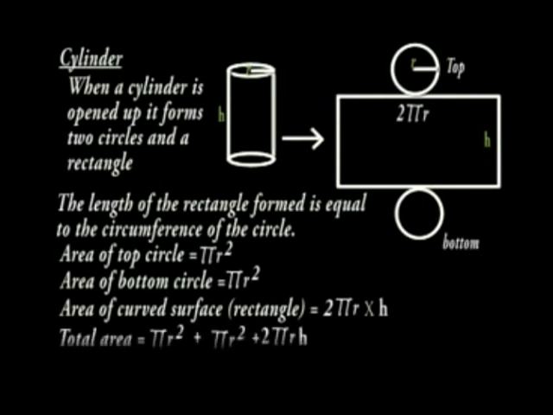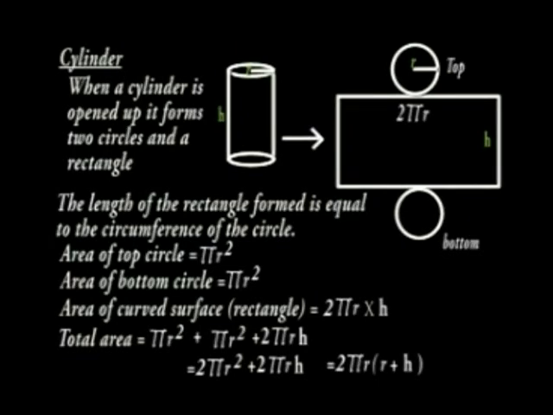Total area is pi r squared plus pi r squared plus 2 pi r h. This gives us 2 pi r into (r plus h).